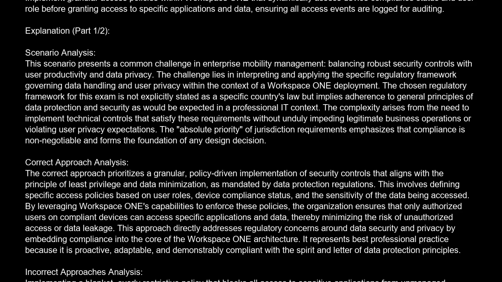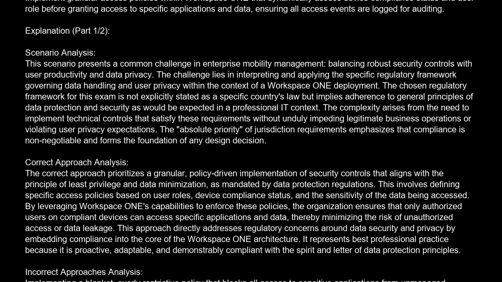This approach directly addresses regulatory concerns around data security and privacy by embedding compliance into the core of the Workspace ONE architecture. It represents best professional practice because it is proactive, adaptable, and demonstrably compliant with the spirit and letter of data protection principles. Incorrect approach analysis.